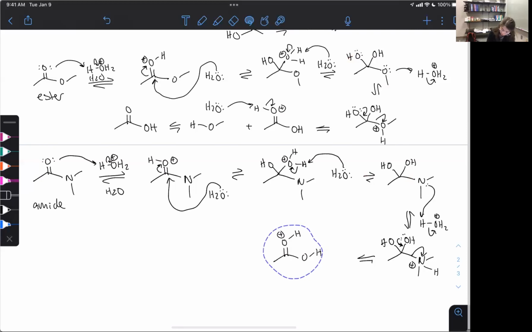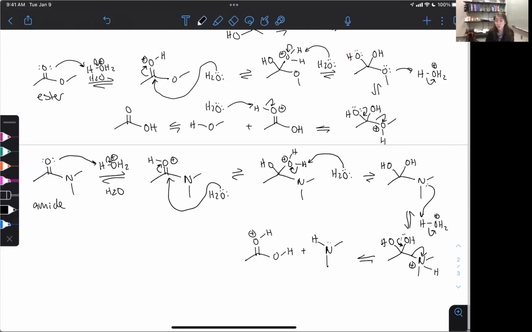So I'll move this over a touch. Okay, so I can have my protonated carboxylic acid. I'm also going to form dimethylamine here. Okay, so I've got dimethylamine. That's a fairly good base. It's got a pKa of about 9.